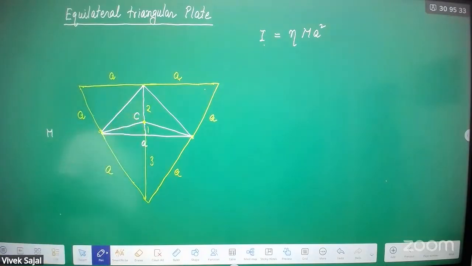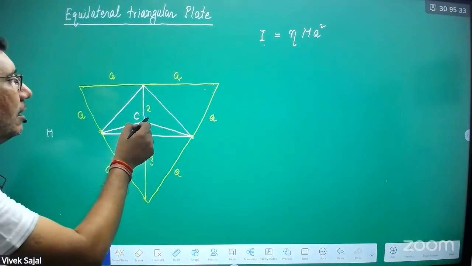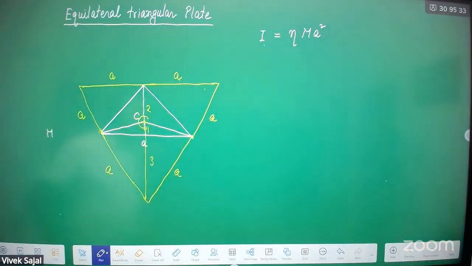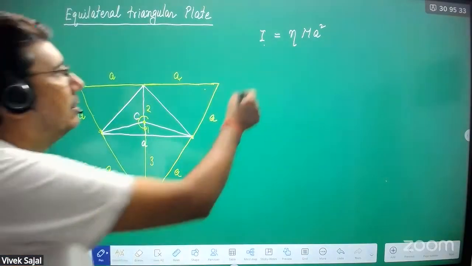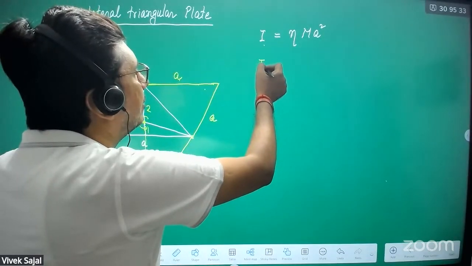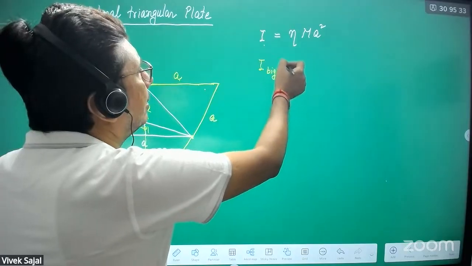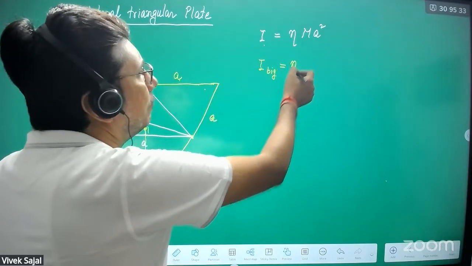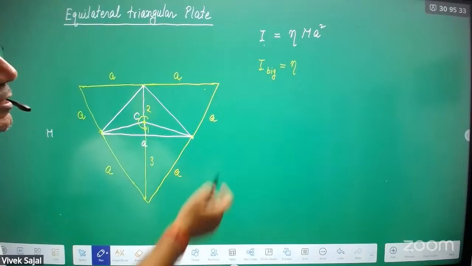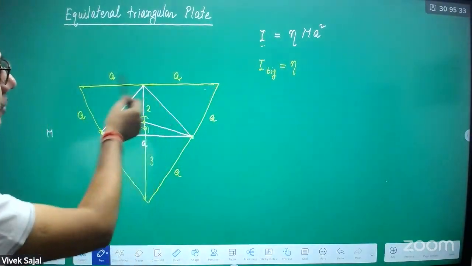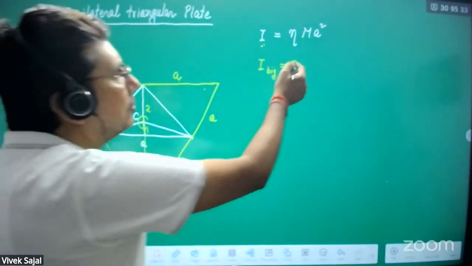Now, can you tell me, if I rotate this larger equilateral triangular plate about this, what will be the moment of inertia? I write it as I for the big equilateral triangle. This eta will be the same. The formula is not going to change. If this is the formula for the equilateral triangular plate, automatically the same formula will be applicable for this. So this will be eta.